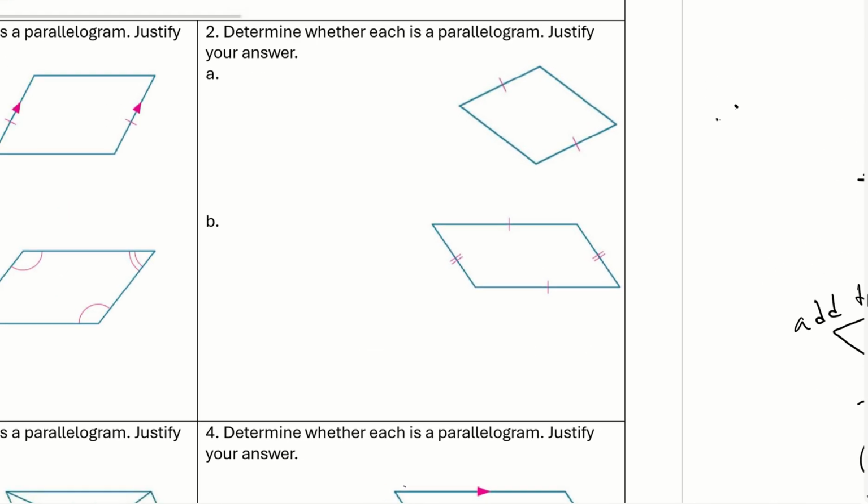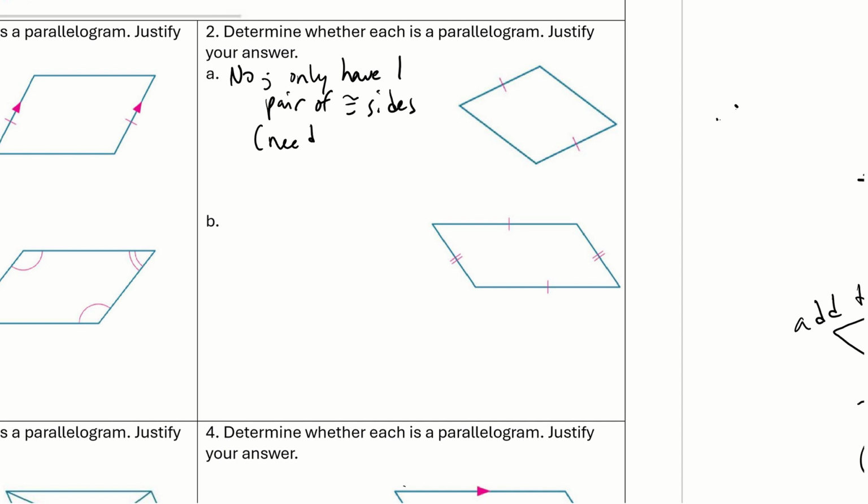Number two, this one is no, right? There's not enough information. We only have one pair of congruent sides. We need another pair, so we need more information. So even if we try to break it up into two triangles, this side is congruent by the reflexive property. We have two sides, but we have no angles or anything to prove that the triangles are congruent. So there's just not enough information here.